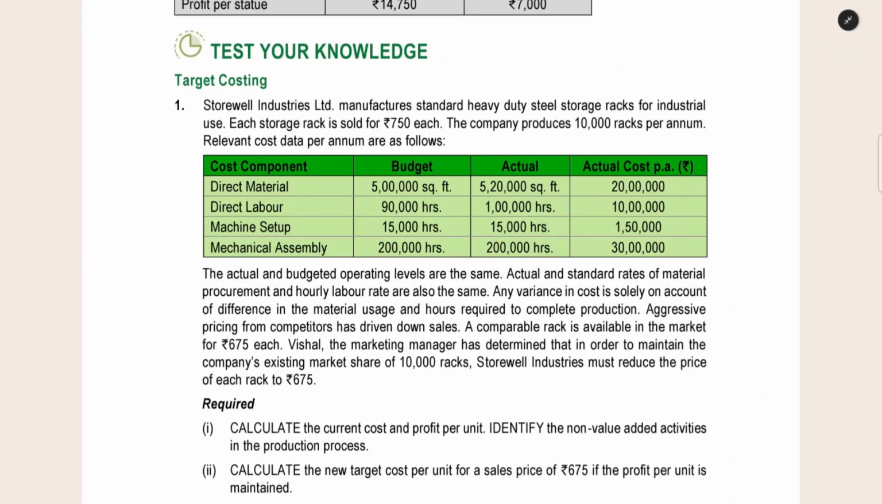Now we are going to see test your knowledge question number 1. This question is for target costing concept. Let's read the question. The company manufactures standard heavy-duty steel storage racks for industrial use. Each storage rack is sold for 750 rupees each. The selling price is 750.